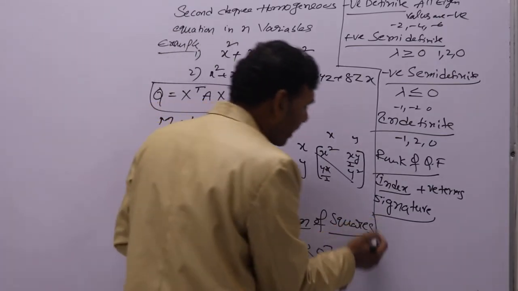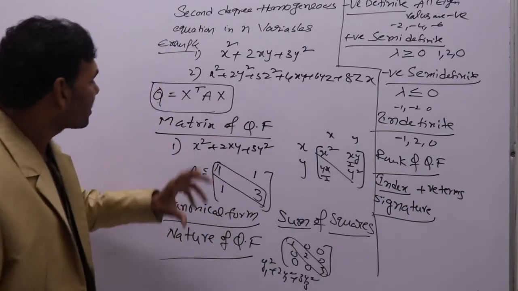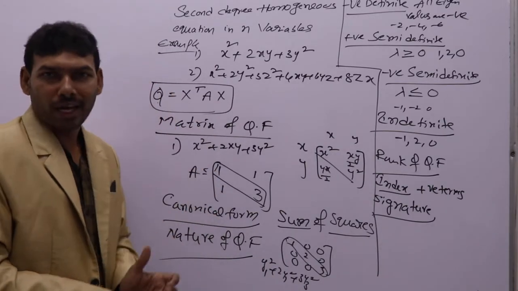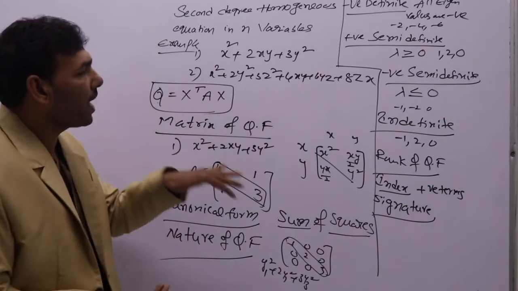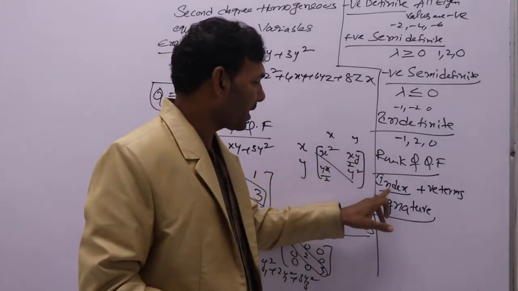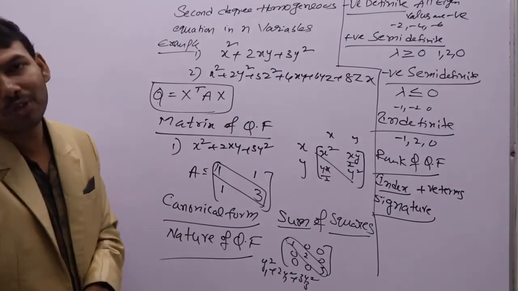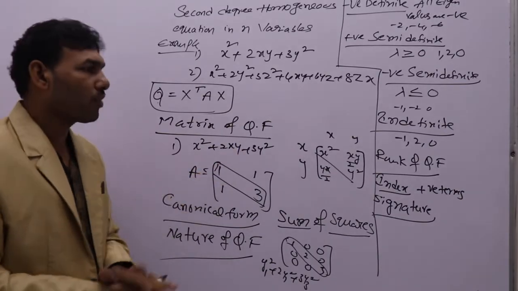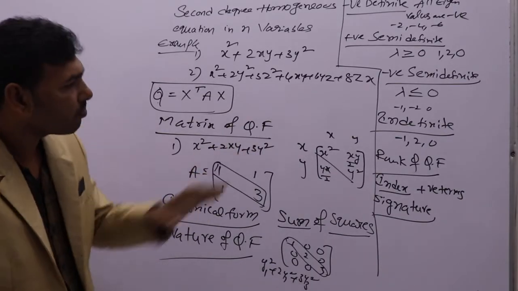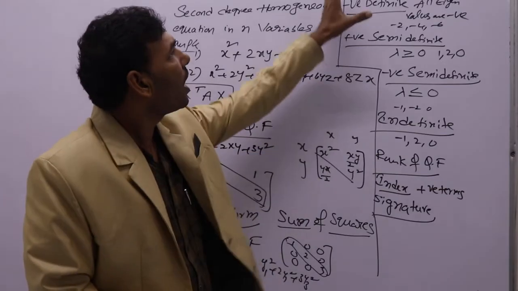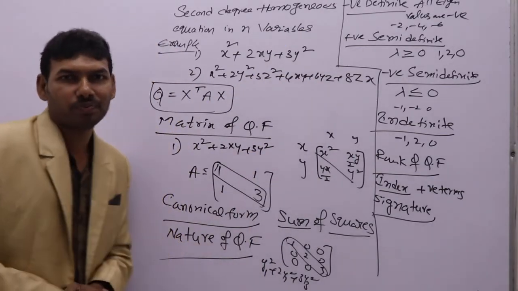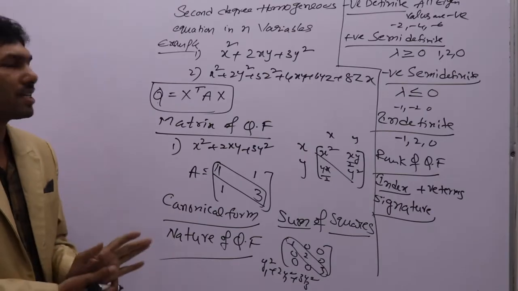What happens generally in the question: first he will say reduce the quadratic form to canonical form. Next he will ask, and hence find rank, index, signature and nature. For that, this theory helps you to decide the rank of the quadratic form, index of the quadratic form, signature of the quadratic form and nature of the quadratic form. Do you clear now how to find nature, index, signature?